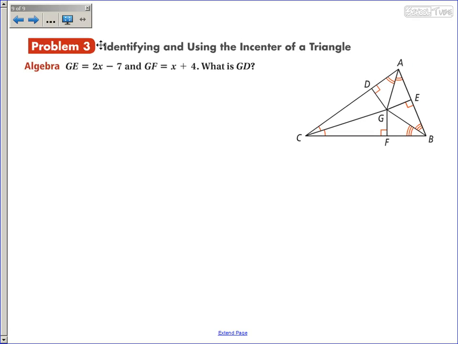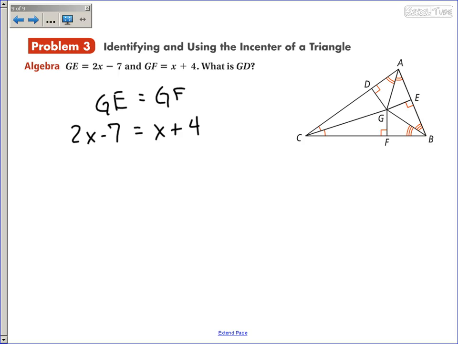One question is: if GE is 2x minus 7 and GF is x plus 4, then what is GD? Now, if we know that G is the incenter, which we do, then it'll be the same distance away from all three sides, meaning that GE is equal to GF. So I'll substitute: 2x minus 7 is equal to x plus 4.